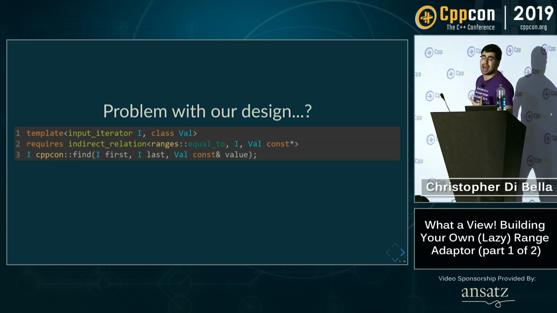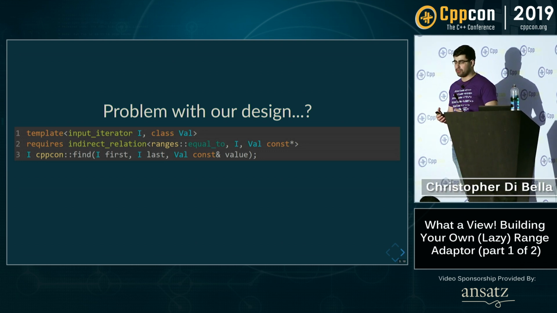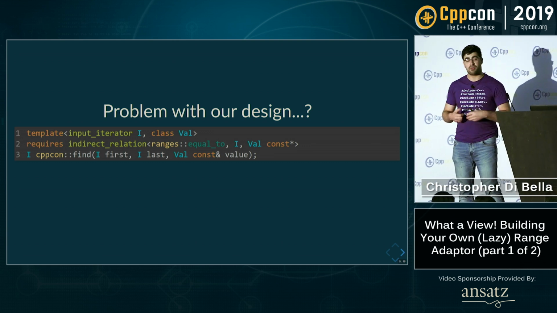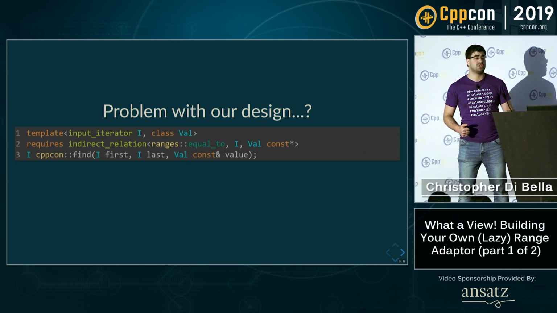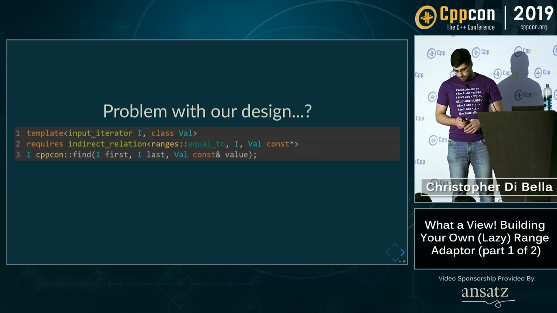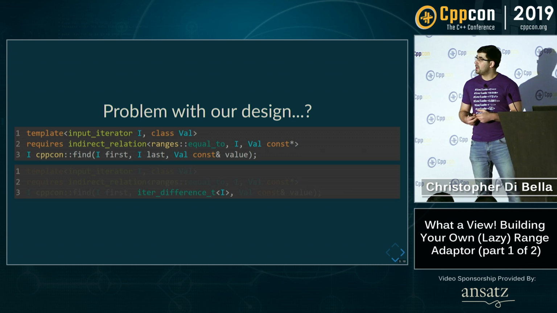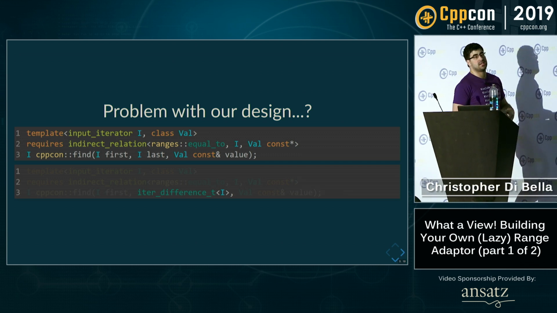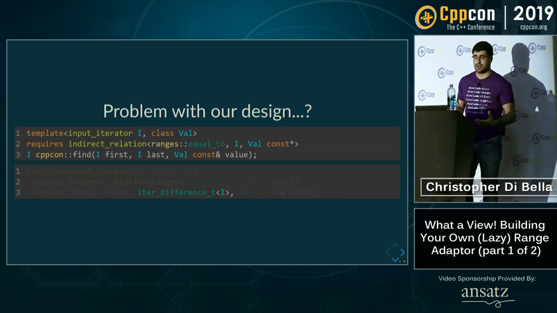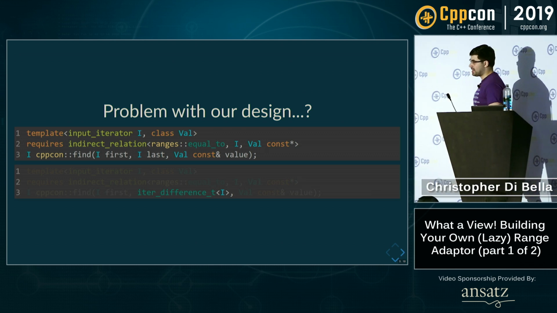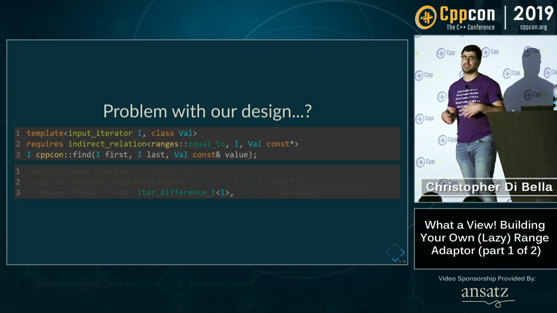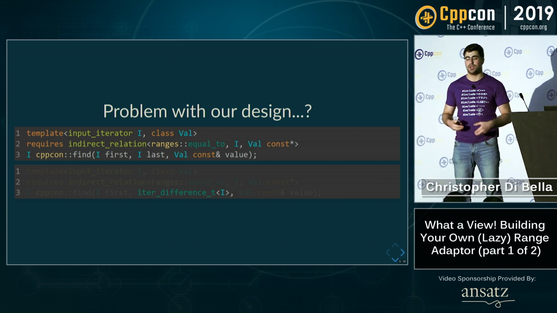But there is a problem with our design. Here we can compare a range that has a start point and a finishing rule where there are no more elements in the range. But what happens if we only want to search the first 10 elements? Well, we could do that by adding another overload where we provide what's called the iterator difference, which you may know as the difference type. It's simply the type that allows us to represent how many elements are between two iterators.